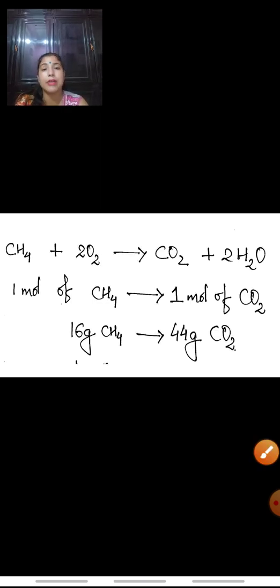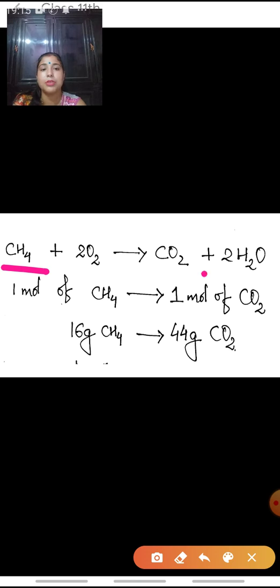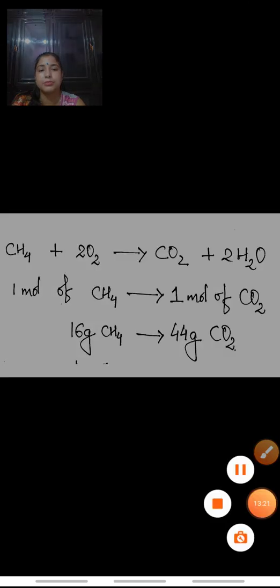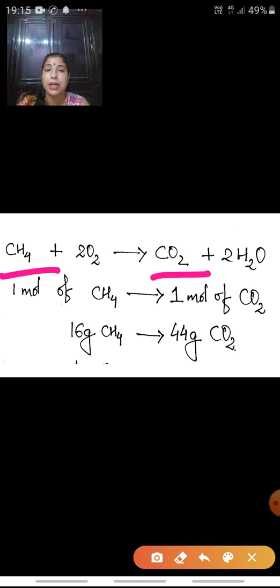Again, first of all, we'll write down the balanced chemical equation, that is methane reacts with oxygen or undergoes combustion and produces carbon dioxide and water. Now according to the balanced chemical equation, 1 mole of methane produces 1 mole of carbon dioxide. If we convert this mole into gram, converting both methane and carbon dioxide, we can say 16 gram of methane is giving 44 grams of carbon dioxide.